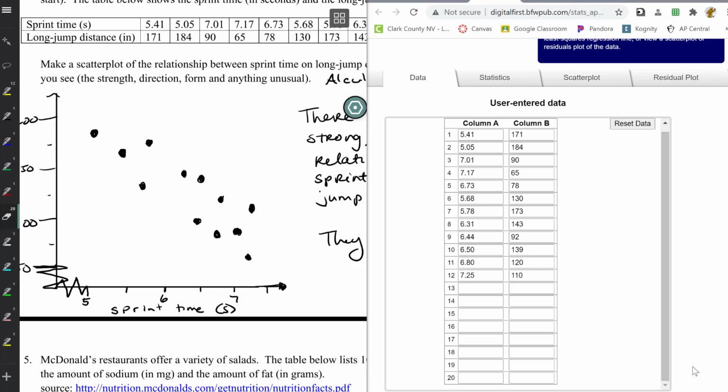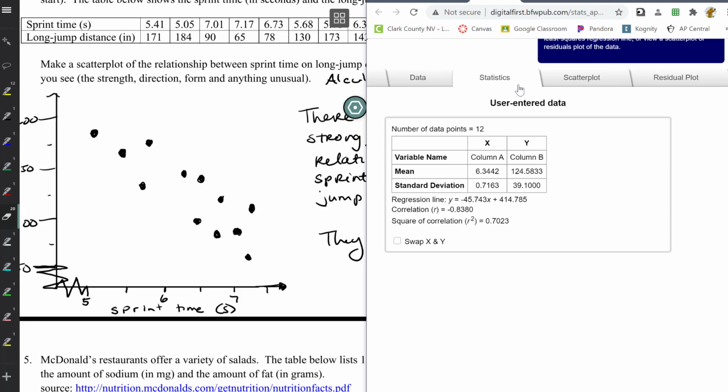Now what I should be able to do is just go ahead and click on the Statistics tab over here, and that's going to give you some information. Now we get the mean and standard deviation for each one of our two variables. So the average sprint time was 6.3 seconds, the average long jump distance was 124.5 inches, and then we have our standard deviation as well. Now we get this thing called the regression line, which we'll get into later, but what we really want to focus on for right now is this one here, correlation R equals negative 0.8380. Try to remember that number, negative 0.8380.